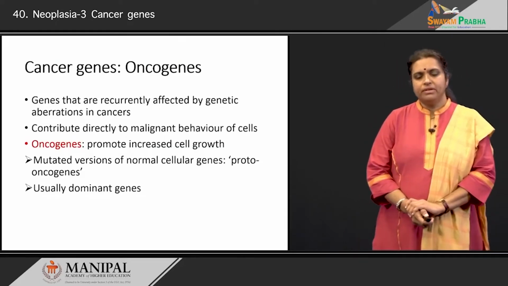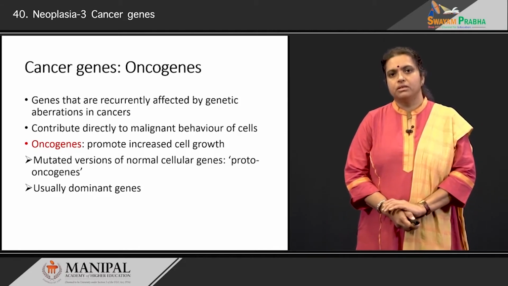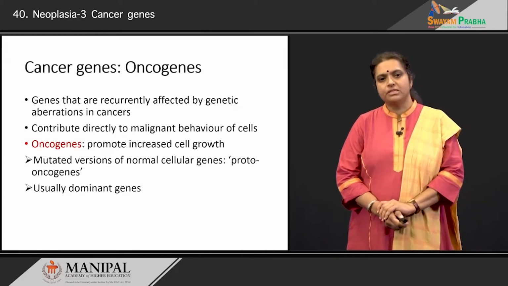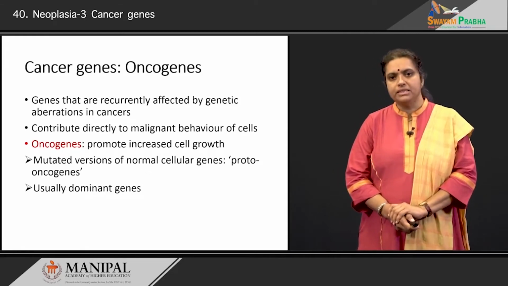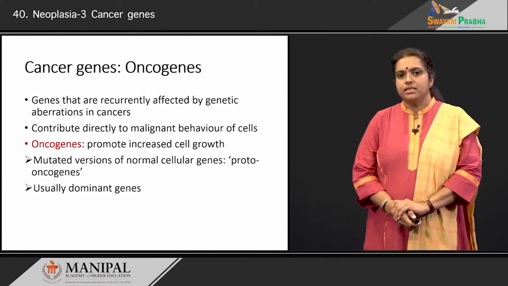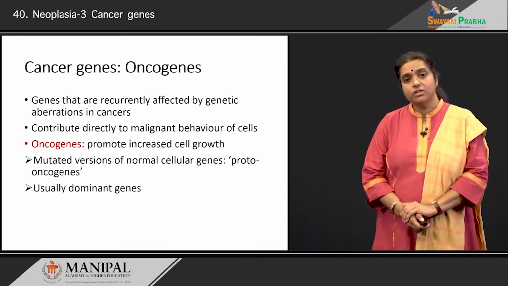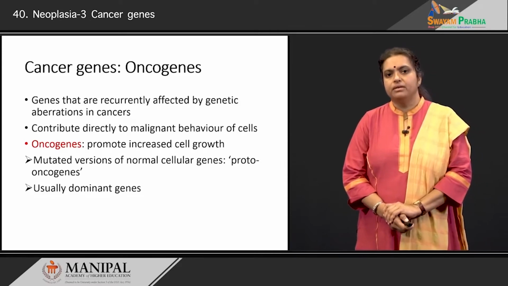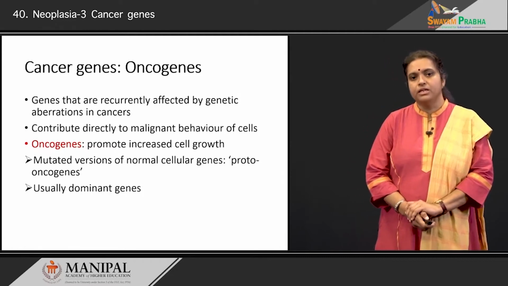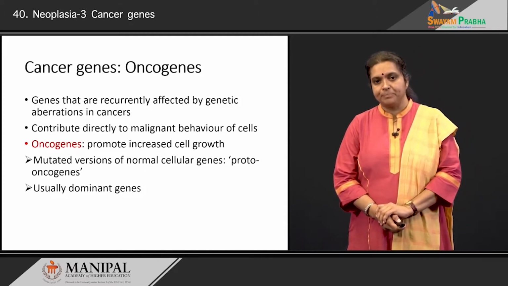Okay, we will set aside the inherited cancer syndromes for a while and talk about the normal carcinogenic or cancer driving genes. So, first we will come to the first class of these genes, that are the oncogenes. Now, as I already mentioned, these are genes that are recurrently affected by genetic aberrations in cancers. Oncogenes are commonly affected in cancers, and that is why they are the main class of cancer causing genes. Now, these contribute directly to the malignant behavior of cells.